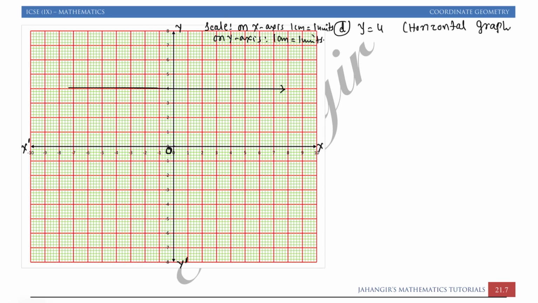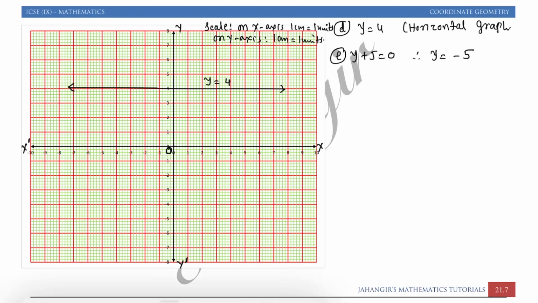So you can put arrows. You can write the equation on the line. It's the line y equal to 4. Now the second equation is y plus 5 is equal to 0. So we can write, therefore, y is equal to minus 5. The value of y is minus 5.